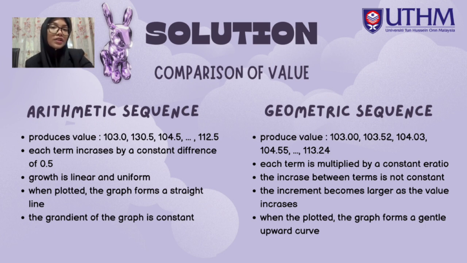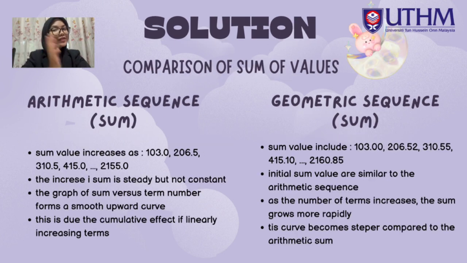That's all for the calculation parts. So next, for this part, we compare the sum of the values for the arithmetic sequence and the geometric sequence. For the arithmetic sequence, the sum increases as 103, 206.5, 310.5, 415.0 and continues up to 2155.0. Although the sum increases steadily, the increase in the sum is not constant.